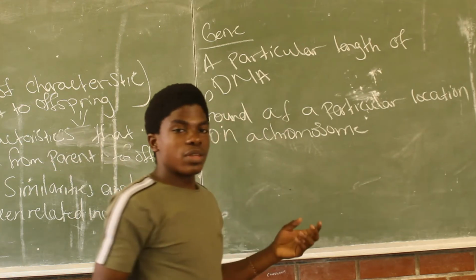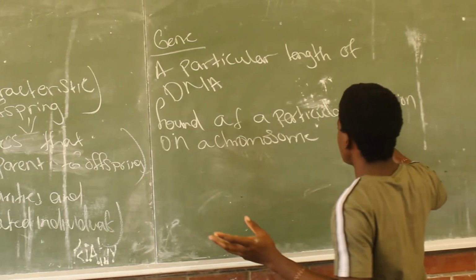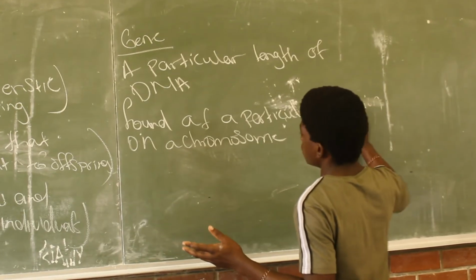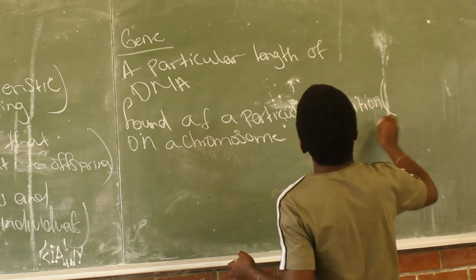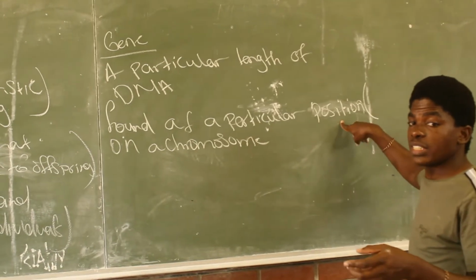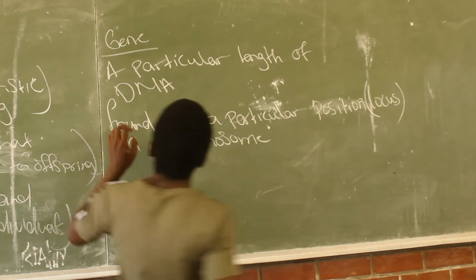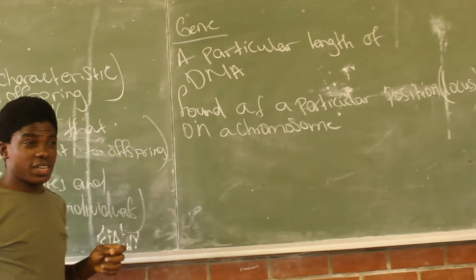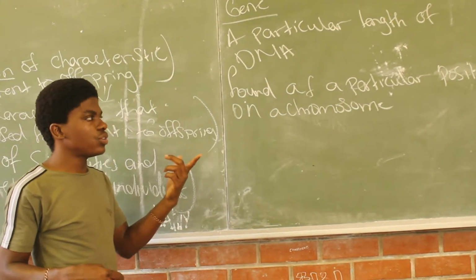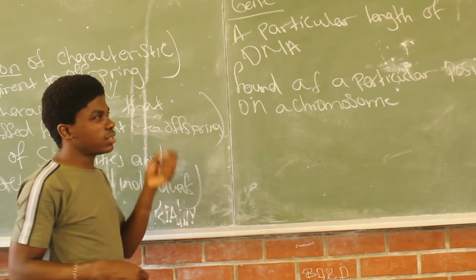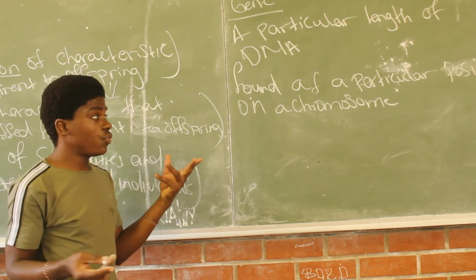Okay, the particular location on the chromosome, let's say a particular position on a chromosome. This position that we find our DNA strand in is called a locus. So it's a particular length of DNA, a certain length of DNA, found at a particular location on a chromosome. It's found on a particular position of a chromosome.